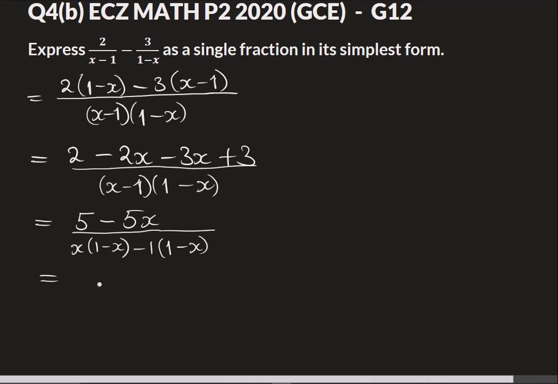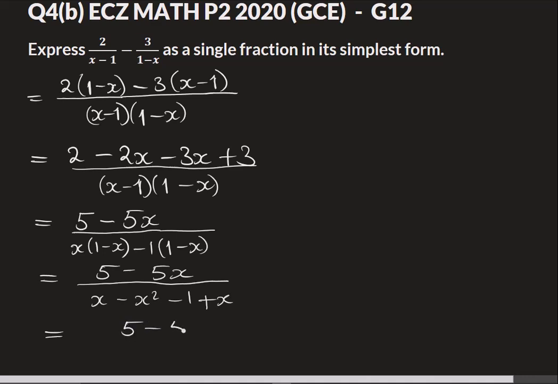Next, the numerator is okay. We need to just work on the denominator. The denominator is x minus x squared minus 1 minus multiplied by minus will give us a positive. So we have positive x. You can see we are getting to our simplified answer very soon.